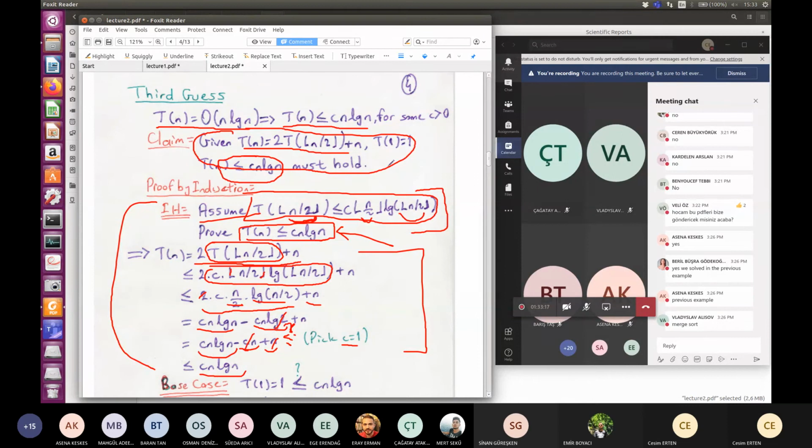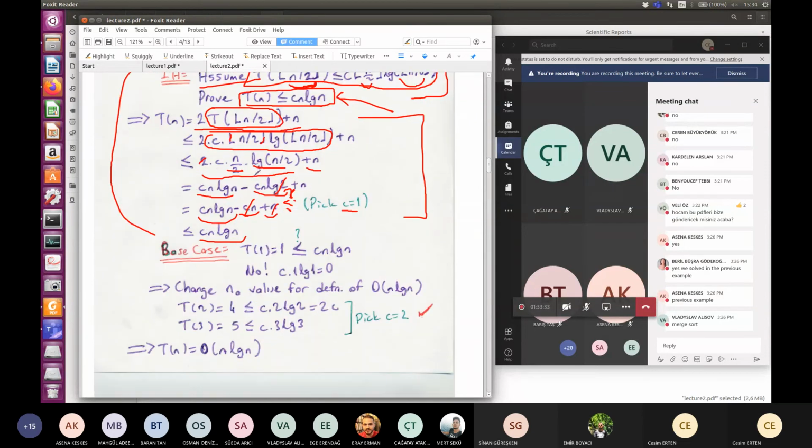Remember, this was our main claim. We need to show that with our recurrence, we had T of 1 equals 1. Now, is it true that for n equals 1, T of n is smaller than or equal to C n log n? This is for the base case. T of 1 is equal to 1. Is this smaller than or equal to C n log n for n equals 1? If we replace n with 1, C times 1 times log 1 is 0. So we have 1 less than or equal to 0, which is not true.